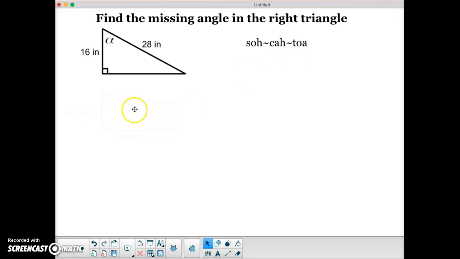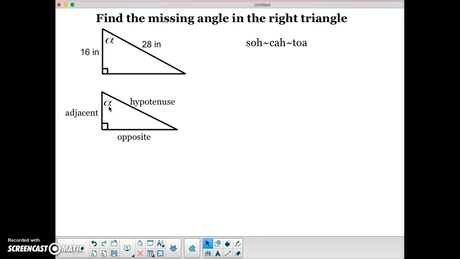Now, how can I tell what angles I'm using, or side lengths I'm using? If this triangle has alpha right here, the opposite side is going to be the opposite side of the alpha. The hypotenuse on a right triangle is always going to be opposite the right angle, and this is the side that's adjacent over here to the left because that's right next to alpha.